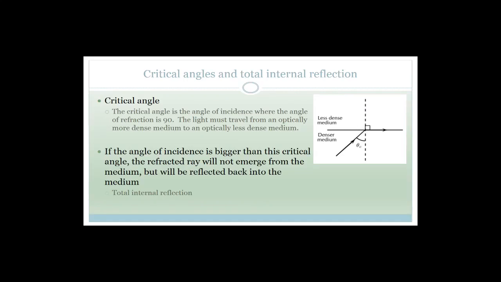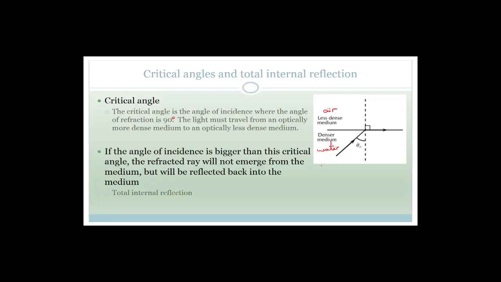It's actually really easy. The critical angle is the angle of incidence where the angle of refraction is 90 degrees. First of all, the light has to be going from a more optically dense medium to a less optically dense medium, so something like water to air, or glass to air.